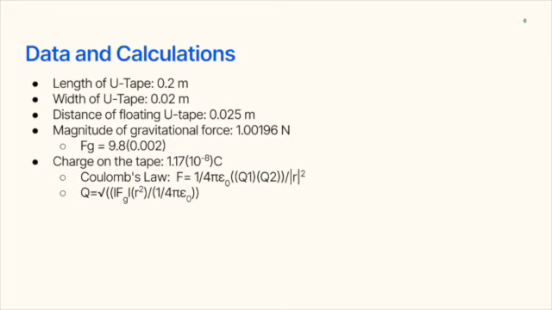The data gathered from the experiment is that the length of the U-tape was 0.2 meters, the width of the U-tape was 0.02 meters, and the distance calculated between tape A and tape B was 0.022 meters. From Lab 1, we were also able to calculate the magnitude of gravitational force on the tape, which was 1.00196 newtons, and the magnitude of charge on a piece of tape, which was 1.17 times 10 to the negative 8 coulombs. With this data, we were able to use it within our code to compute Lab 2.